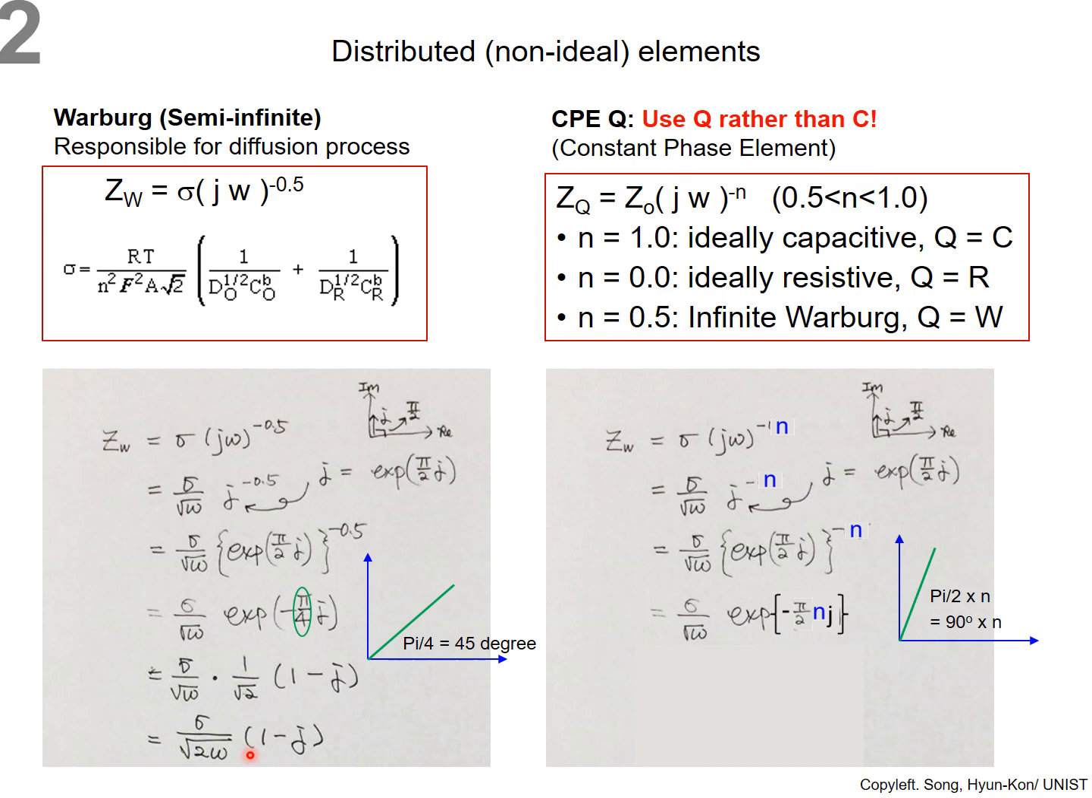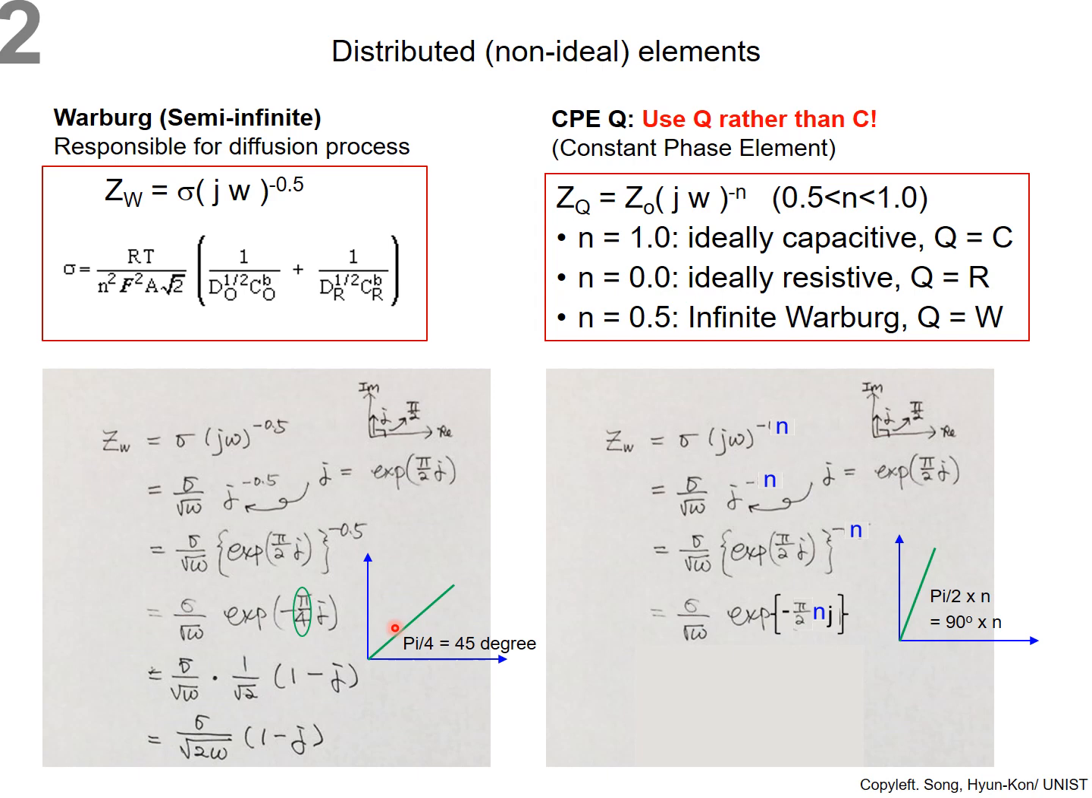Usually in the complex domain for impedance, sometimes called a Nyquist plot, we are using the negative y-axis. So in that case, we have the phase angle at 45 degrees instead of minus 45 degrees. So 1 minus j. This vector is along this green line. So Warburg impedance gives us the 45 degree line.